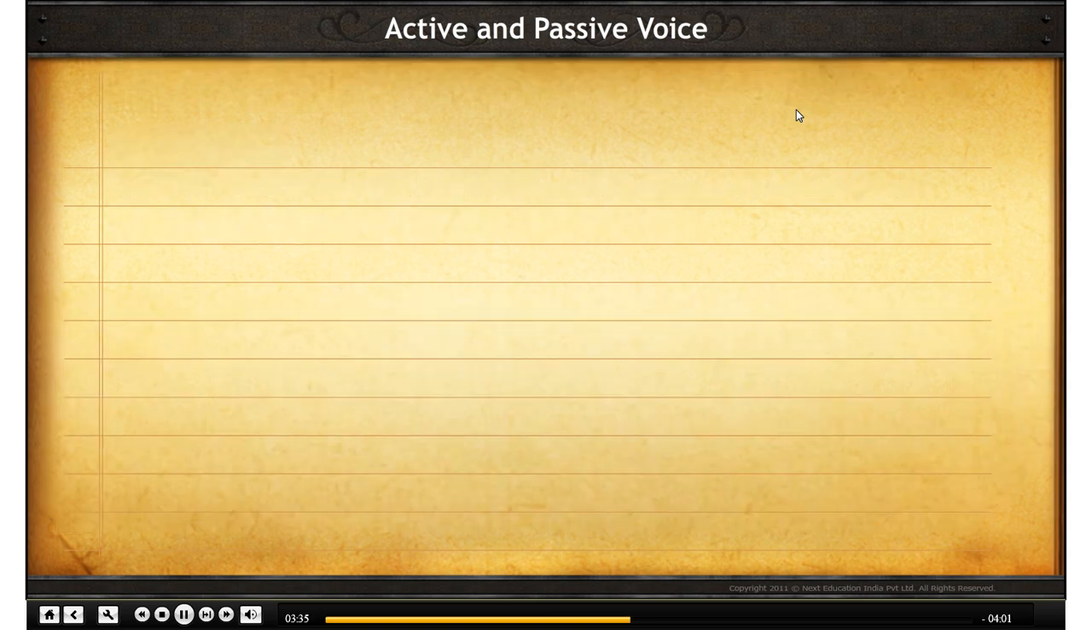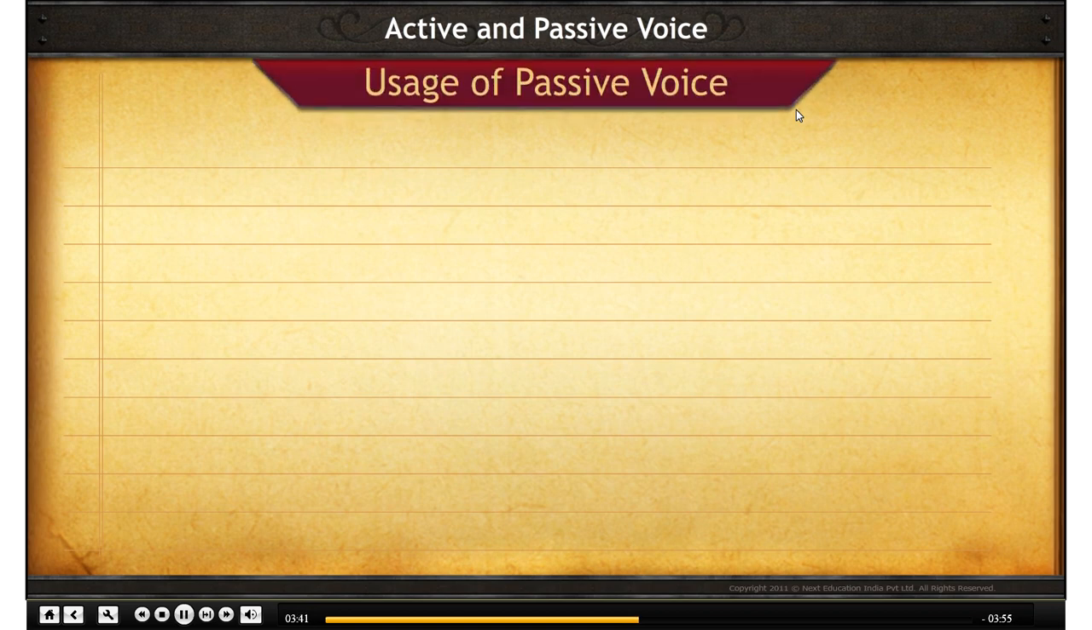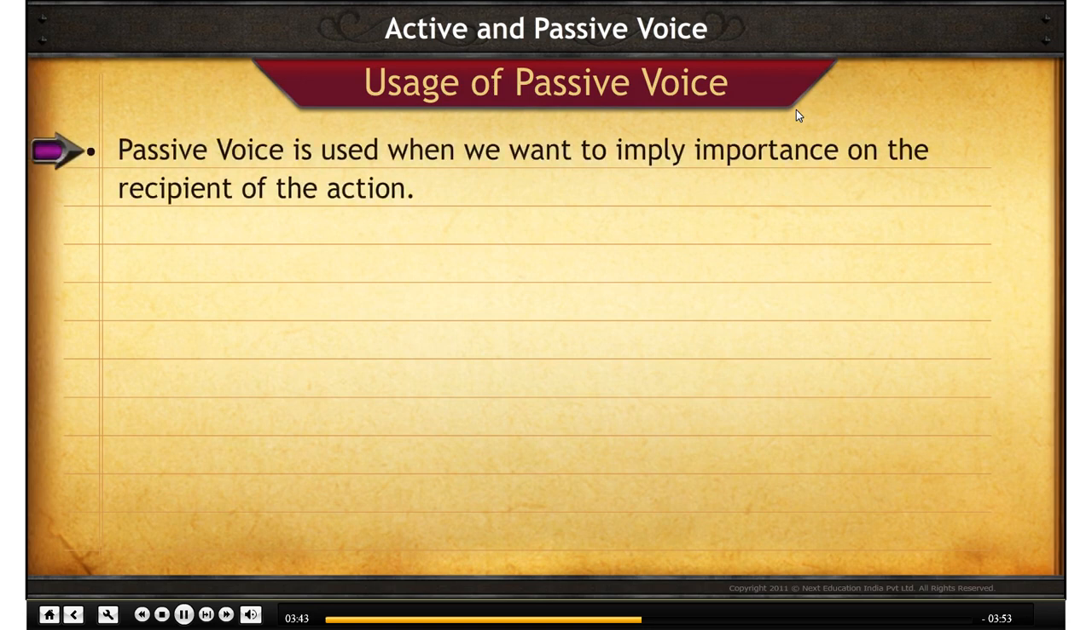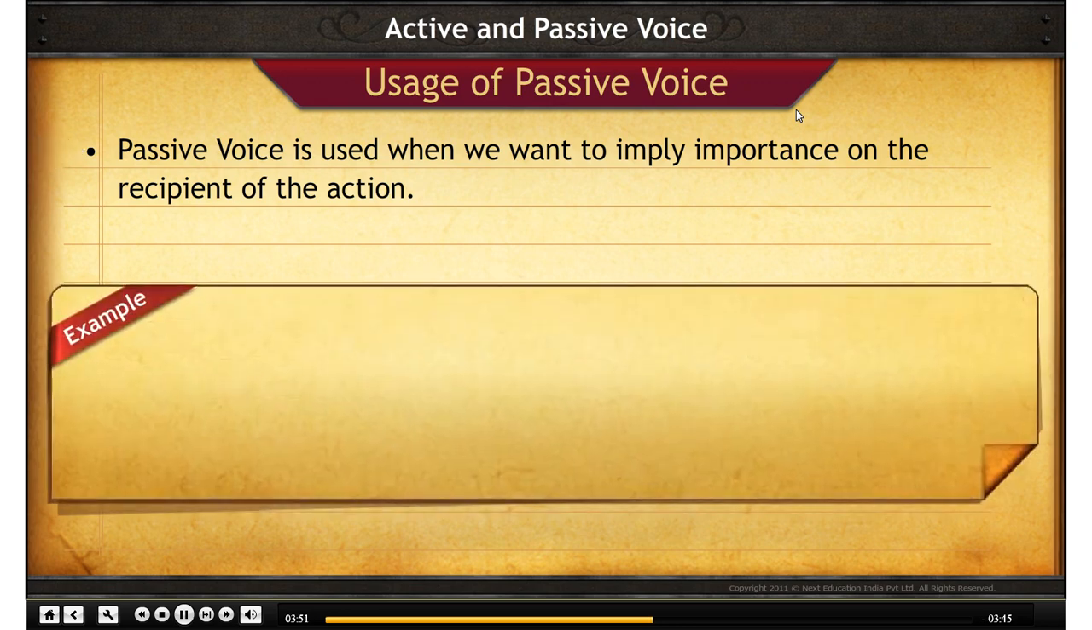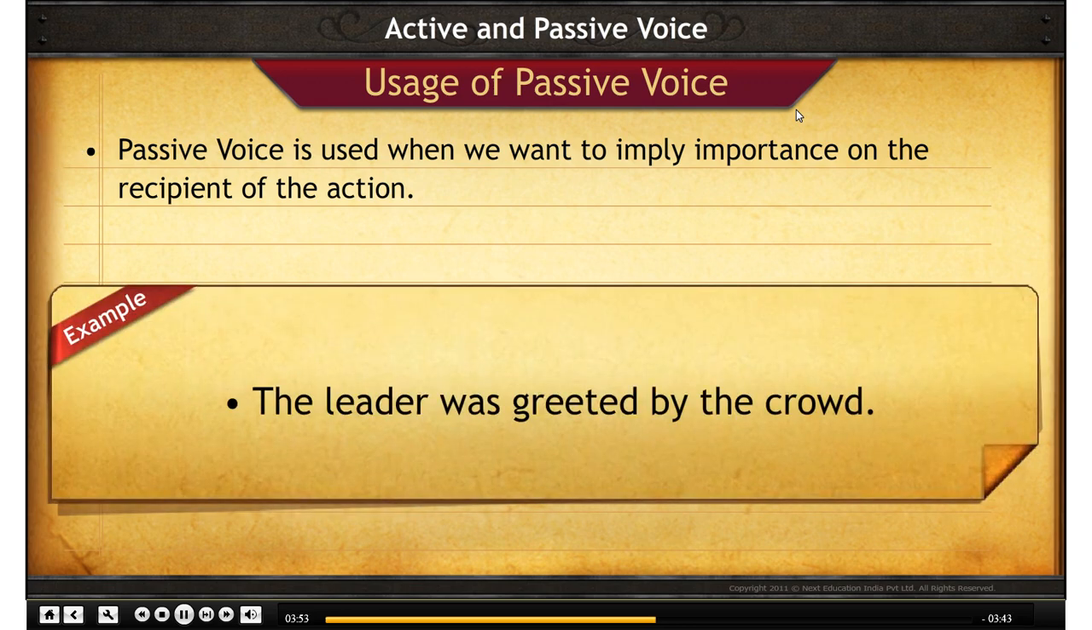Remember, although active voice is more direct and forceful, there are cases where we need to use passive voice. Passive voice is used when we want to imply importance on the recipient of the action. For example, the leader was greeted by the crowd. In this sentence, the emphasis is on the leader.